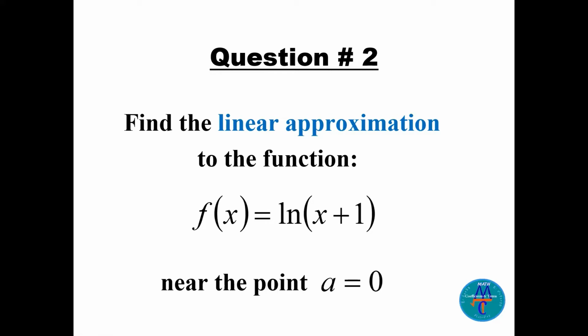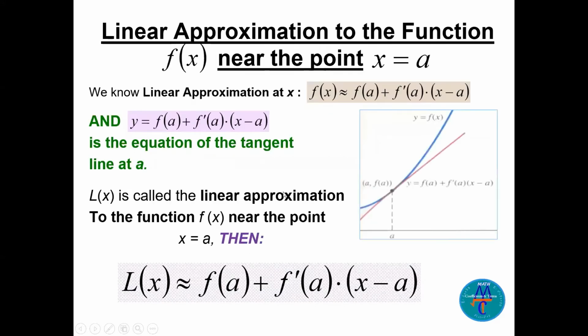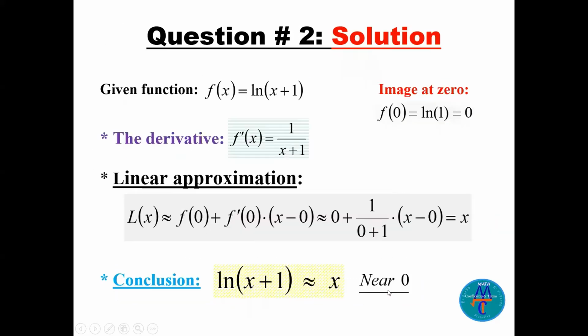Now in this question, we need to find the linear approximation to the function itself. Let's find a linear function, a straight line, approximating the function f of x equals ln of x plus 1. This is a logarithmic function to the base e, near the point a equals 0. Now this is the formula: L of x will be approximately f of a plus f prime of a times x minus a. You can see that in lecture 15.